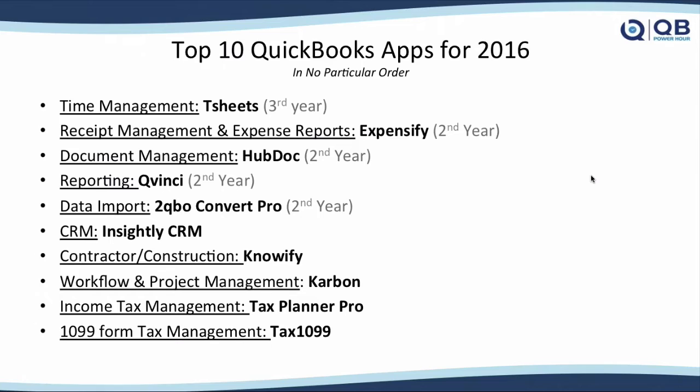And in some cases, we'll make some discussions. So Carbon, or Carbon HQ, commonly known, will be for workflow and project management. For income tax management, also a fairly newcomer, Tax Planner Pro. They did sponsor or demo, I think, last year, their application, but it's gotten so much better this year. So they definitely deserve the award. And for 1099 form tax management, Tax1099.